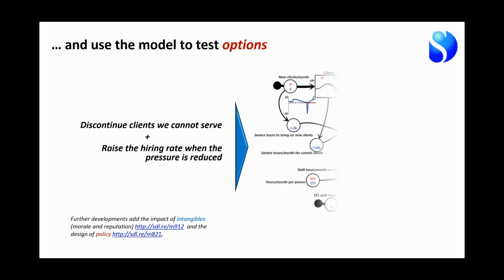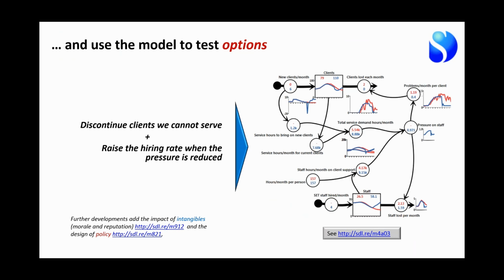and explore solutions. So one solution that we explored, we wired up here the link from the problems to the client loss rate at the top right, and we've wired up the link from pressure on staff to the number of staff lost. And this particular scenario on screen is a choice that we looked at and they did implement in part, which is actually to deliberately discontinue clients that they couldn't serve to take the pressure off the staff, meanwhile hiring further staff when the pressure is reduced. You don't hire more staff when they're already under pressure, because that just makes it worse.